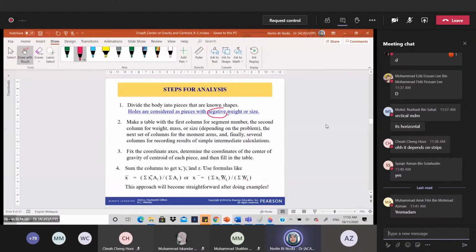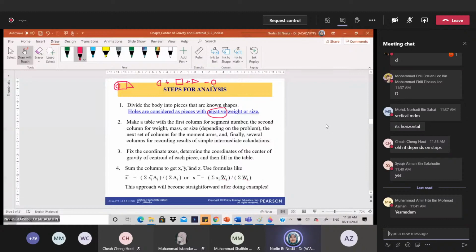So the shape just now is like this, right? Semicircle, and then square, and then triangle, and then there's a hole here. So you label it as semicircle plus square plus triangle minus hole. Okay, don't forget, because the circle is a hole, it will be minus.